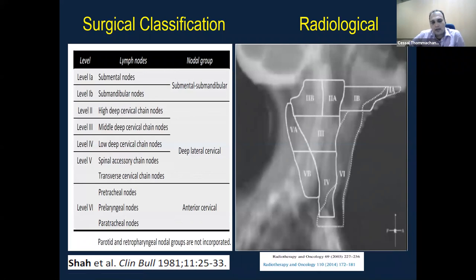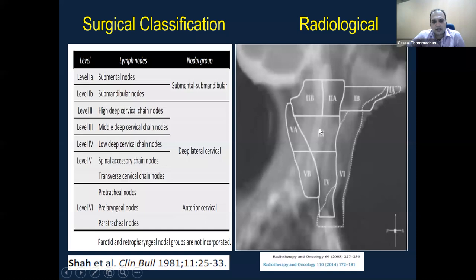Although if you have bulky level 2 and level 3 nodes from the oropharynx or hypopharynx, you can have level 5 lymphadenopathy. But in general, it is either a carcinoma nasopharynx or a diffuse non-Hodgkin's lymphoma. Level 2 is divided into level 2A and 2B, and surgically it is by the spinal accessory nerve, and radiologically it is by the internal jugular vein.